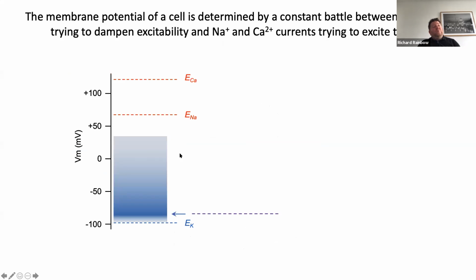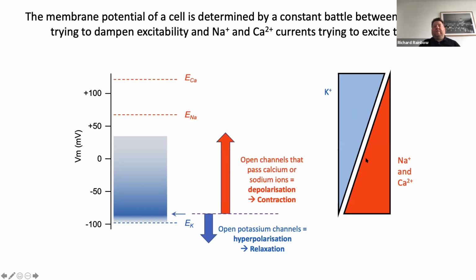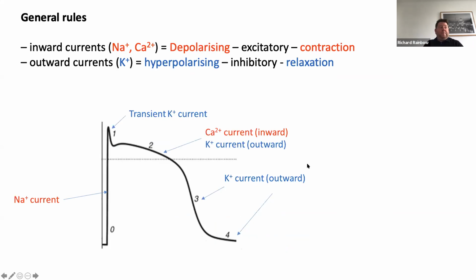So this shows you the range of membrane potential that a cardiac cell will go through during its action potential. This point here is really the resting membrane potential. If you were to open a potassium channel at this point, you would make the membrane potential more negative. You'd call that hyperpolarization, and that is a relaxing signal for these cells. If you open a sodium or calcium channel, that's a depolarizing signal. It makes the inside of the cell more positive, and that is a contractile signal. So there's a constant battle between potassium and sodium and calcium to control the membrane potential of these cells. And that's easiest visualized in terms of the action potential.